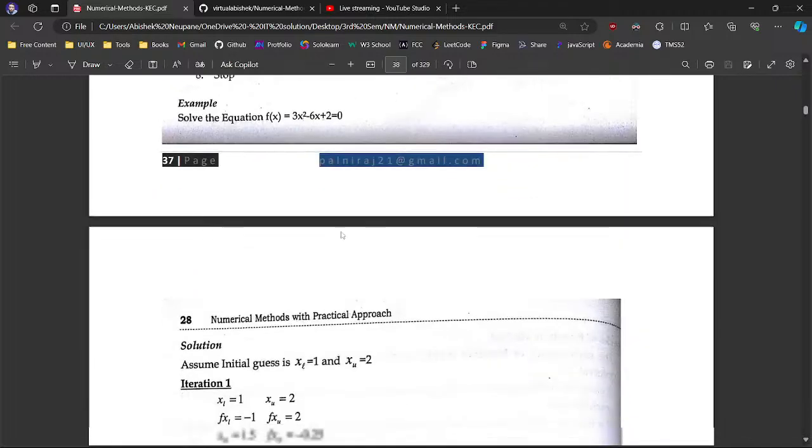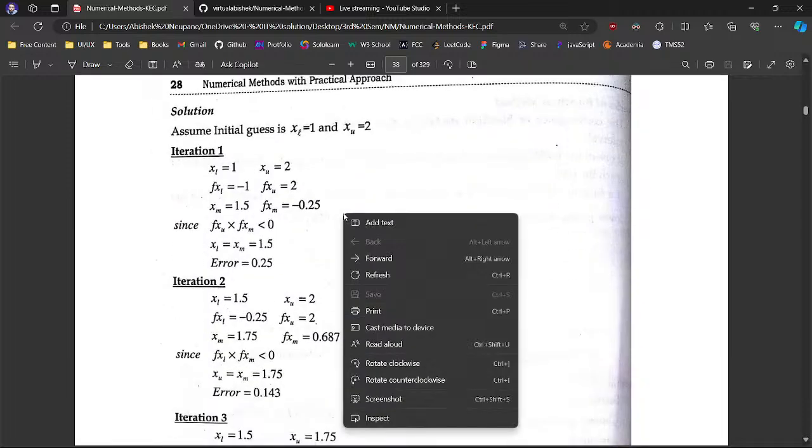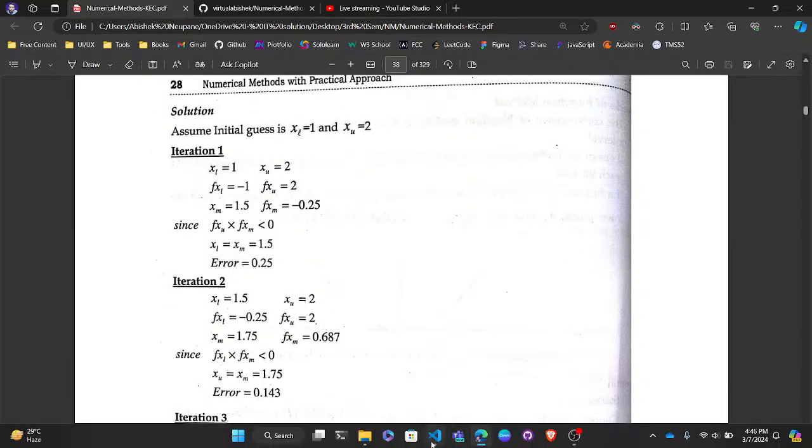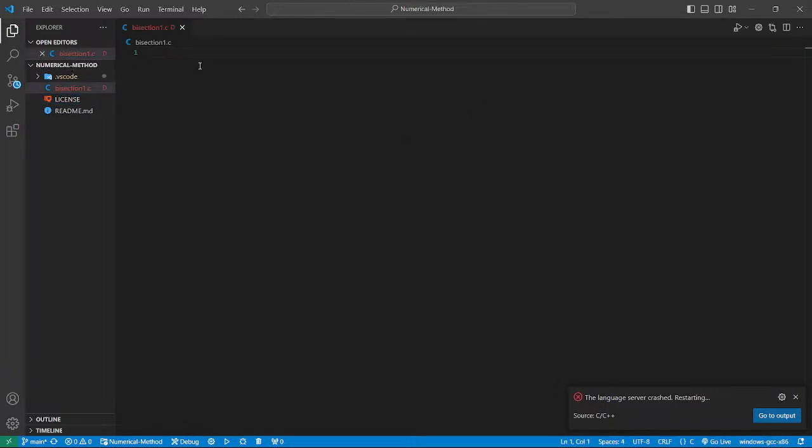So let's do this mathematically. Let's solve this question in C programming, okay? I'm using this VS Code. Let's give it the name bisection 1.